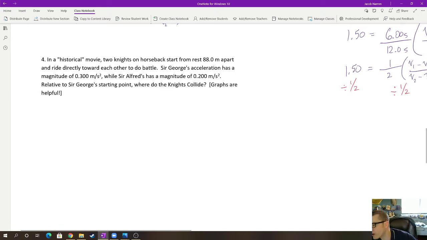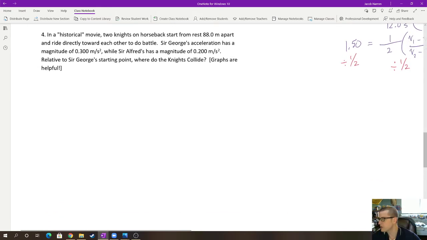So it says in a historical movie, and notice historical is in quotation marks, 2 knights on horseback start from rest 88.0 meters apart. So that's a number we definitely want to know. Let's highlight that. And you guys don't have to highlight. I just think that it's useful. I know we're going to end up making a list anyway, but that just helps me keep track of what I'm doing. So they start from rest 88.0 meters apart, and they ride directly toward each other to do battle. Now, the reason this is important is we're going to end up making one of them have a positive acceleration. We're going to make the other one end up having a negative acceleration.